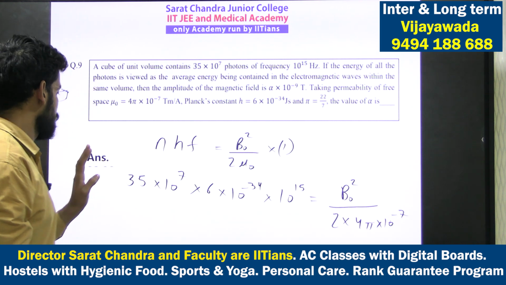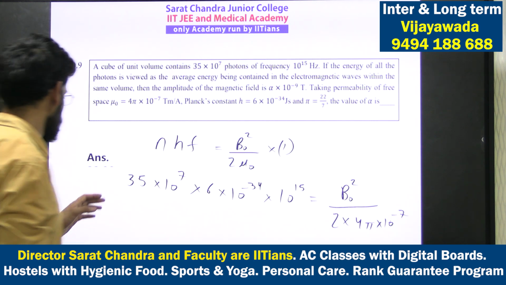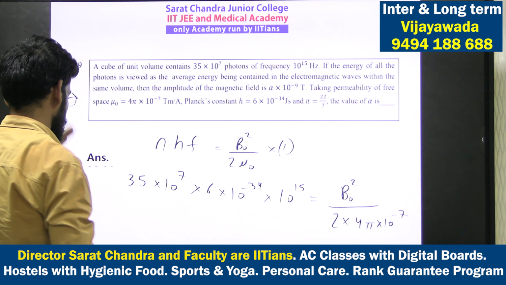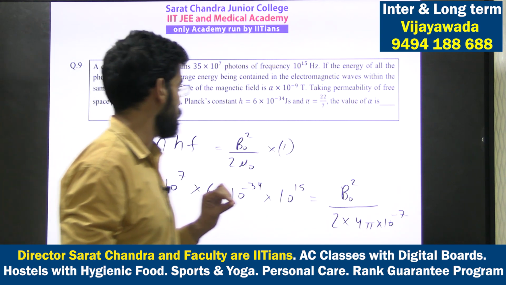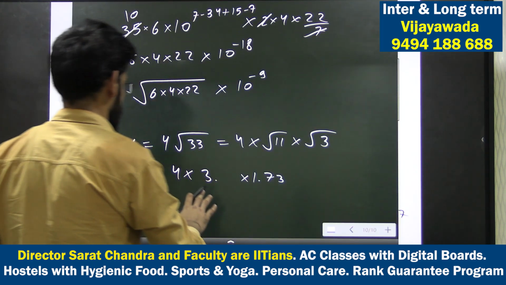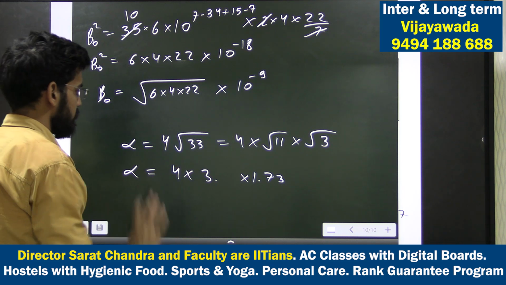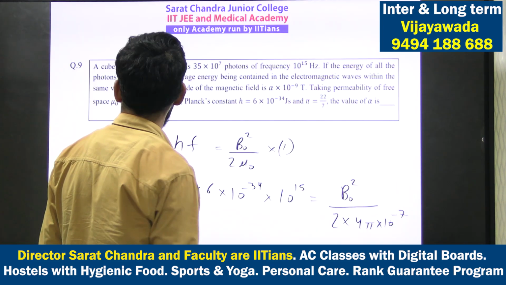So the answer, if I tell, question 9, this answer is some 22.9 something. So you can get the answer from there. Exactly, this is the calculation: 4 under root 33. By this, whatever answer comes, that is your answer. Next.